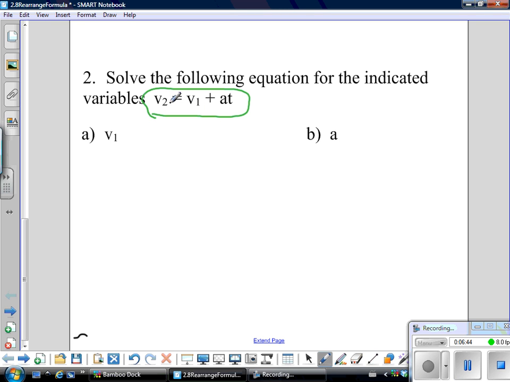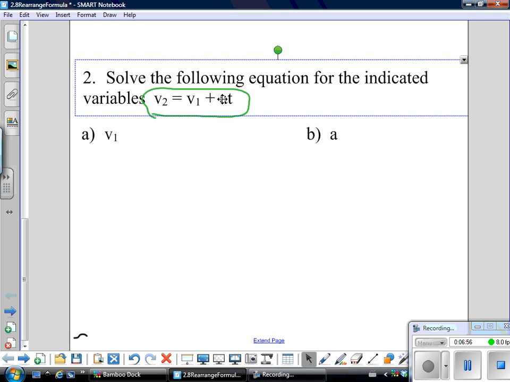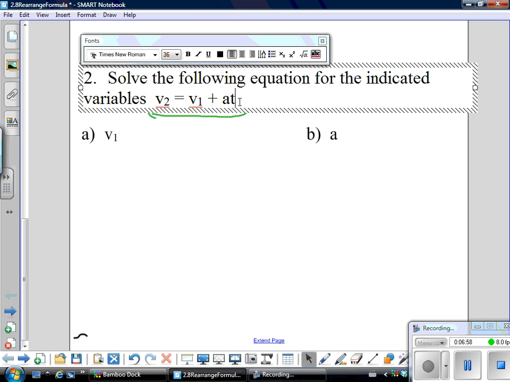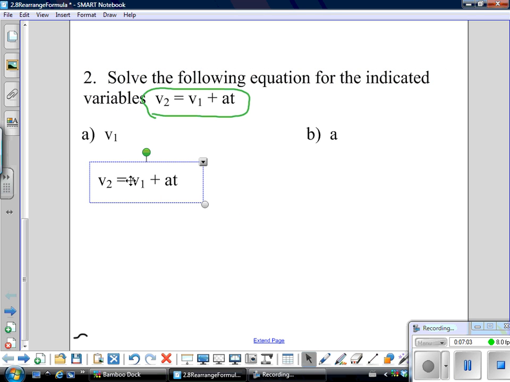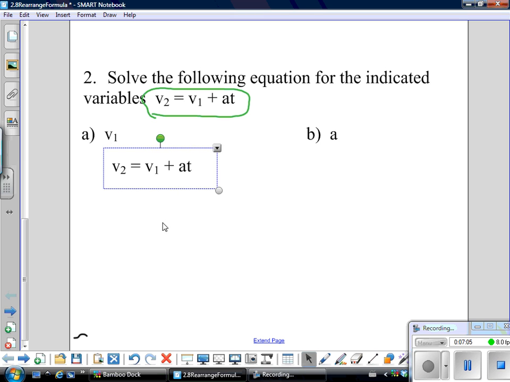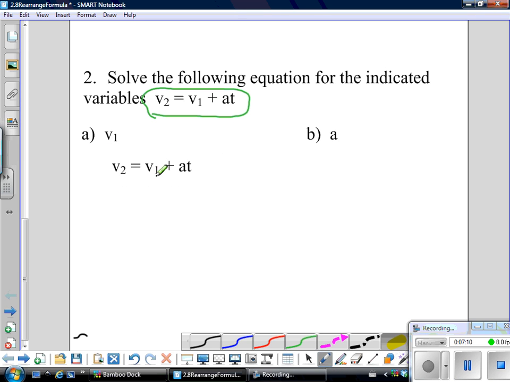But I want to rearrange it because in some of the questions that they will ask me to do in physics, for instance, they want it to say V1 equals. So just like the previous example, I'm going to take that equation, copy it and then paste it. So that's what I'm working with. So this is what I'm starting with, this equation. And I want to have V1 by itself. So that's like my x. So that means I have to get rid of everything else on the same side.